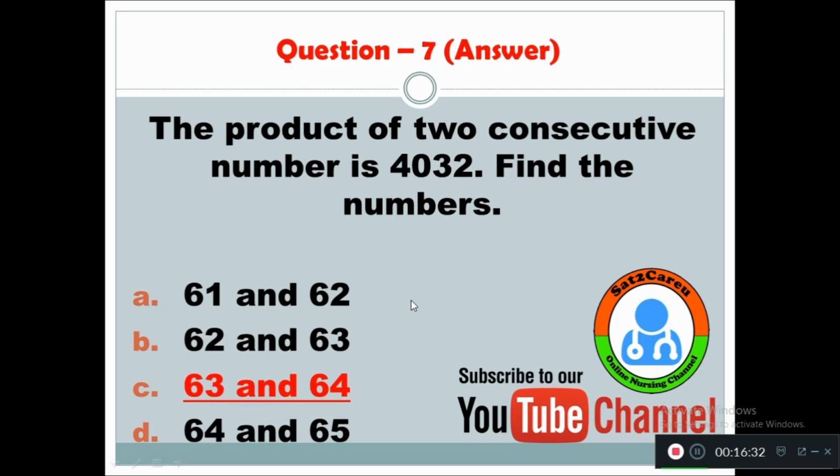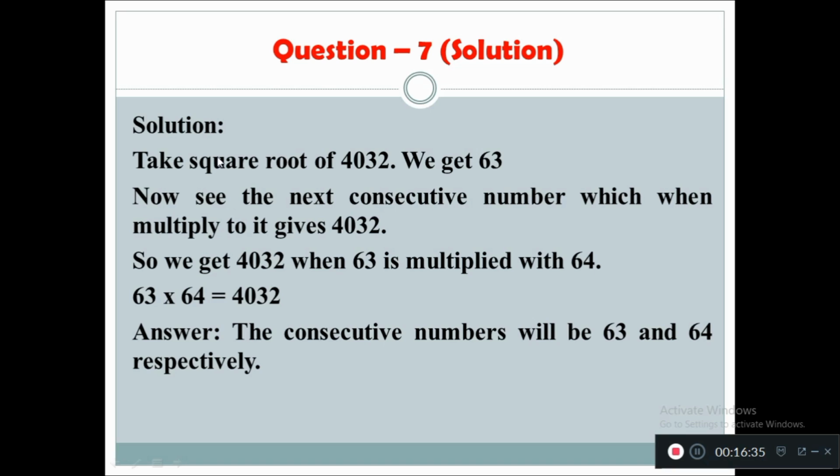How we got that, now we will see. Very simple. First, the number which you are having in the question is 4032. When you take square root, the square root of 4032 gives 63. So now we know that see the next consecutive number which when multiplied to this 63 will give 4032. So you multiply with 62. So we are getting 3 into 2, the last digit of 62, 2 of the 63 will be 3, so that gives 6, but here the last number is 2.